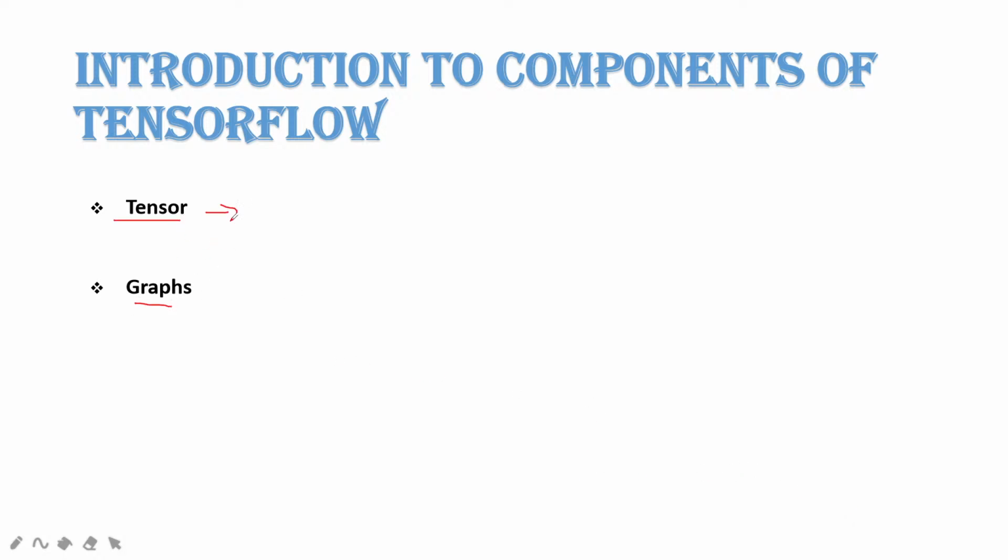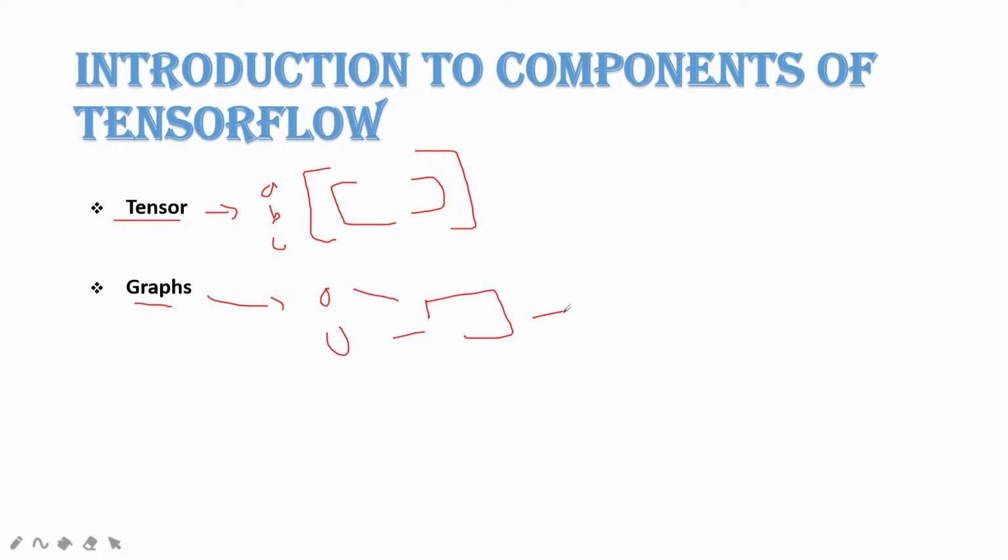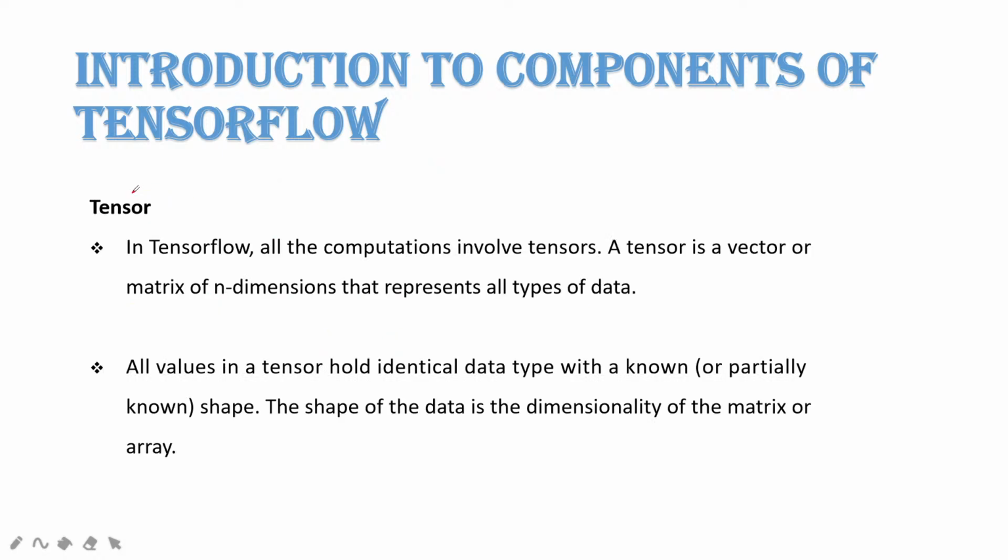Tensors is nothing but when you are creating anything like A or B or C, it will be stored as a multi-dimensional array, right? So that is tensors. Graph is nothing but the flow chart, how the operation is flowing. So this is the basic difference between tensors and graphs. In detail, you can see in the next slide.